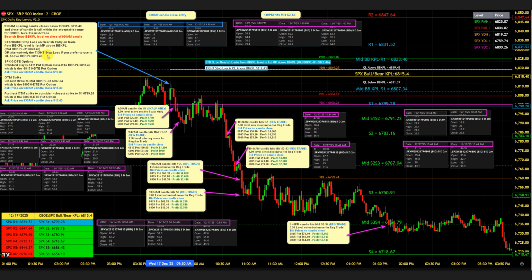Okay, so back to today's session. We have the 9:30 a.m. opening candle right here, which is marked off here. This is the 9:30 a.m. opening candle. As you can see, it opens below, but most importantly, it closes below the bull bear key price level, so that is your bearish entry signal on the 9:30 a.m. opening candle utilizing this indicator.